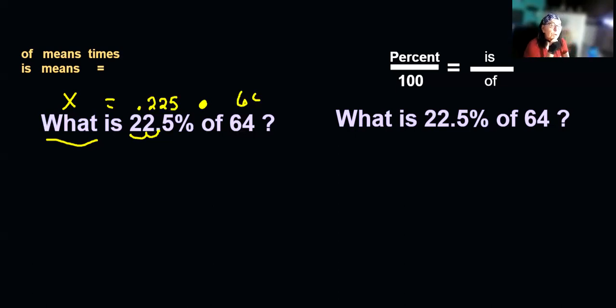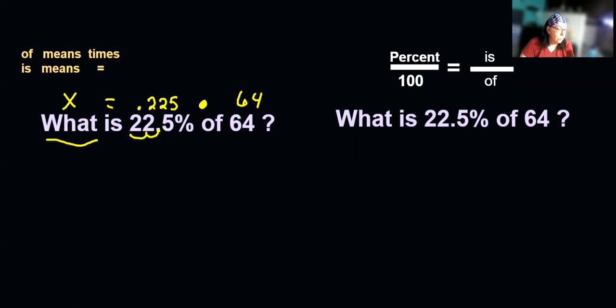Now, before we go any further, we want to know what 22.5% of 64 is. Well, half of 64 is 32. So we know our answer has to be less than 32. If you get an answer even close to 32, that's not going to be right. Think about whether your answer makes sense when you do this.